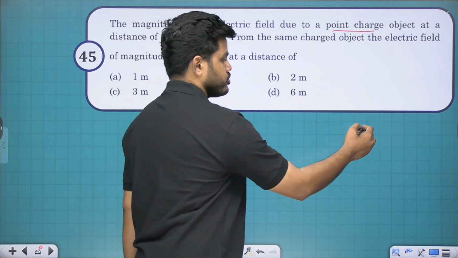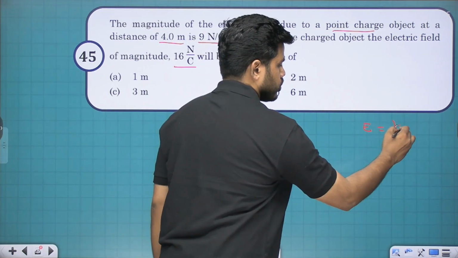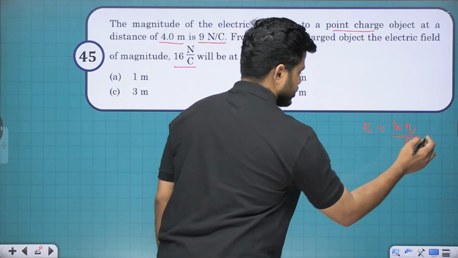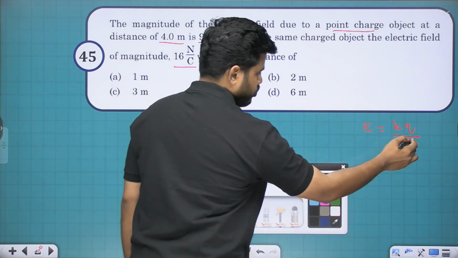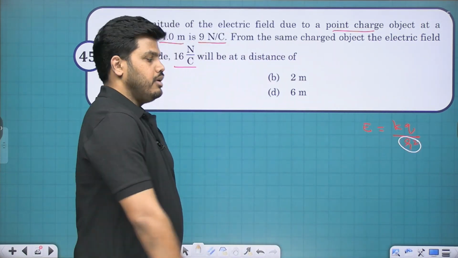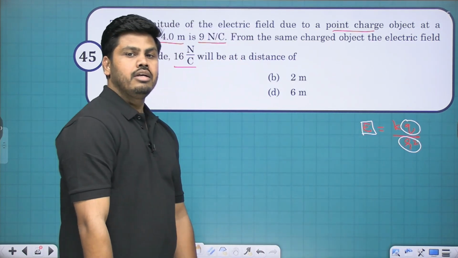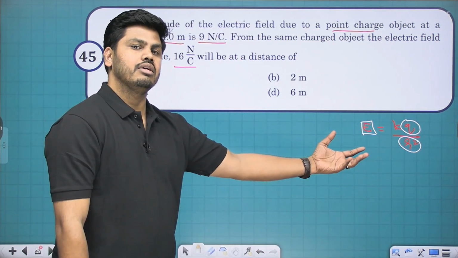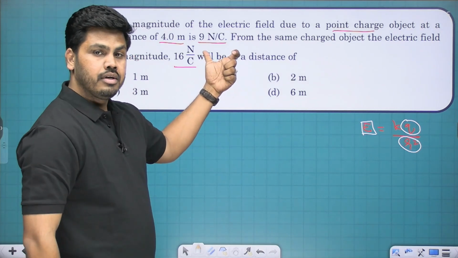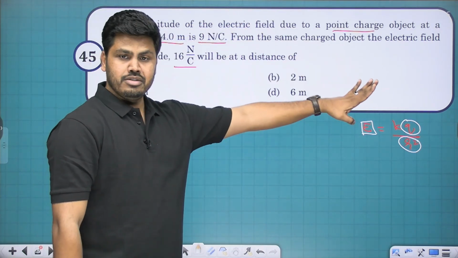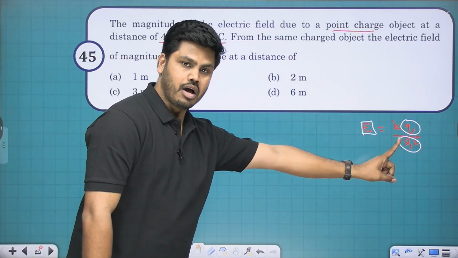If you are given the source charge, we know E is equal to KQ divided by R square was the equation. You are asked to find out what is R, or R square. Then you are given the E value. If you know Q, you could have easily found out that particular R value. But Q is not given. So from the given two situations, we are going to find out that particular R.